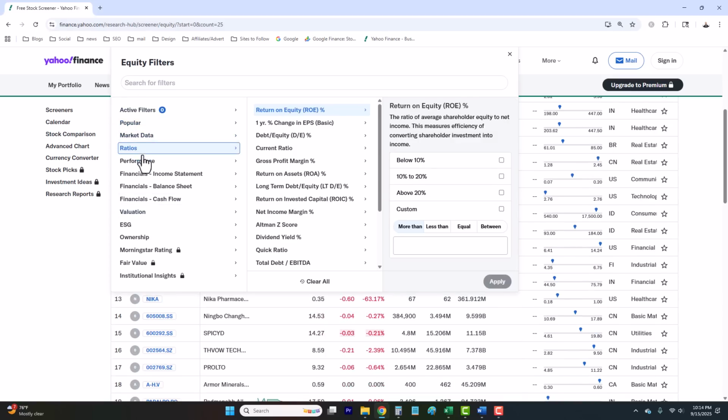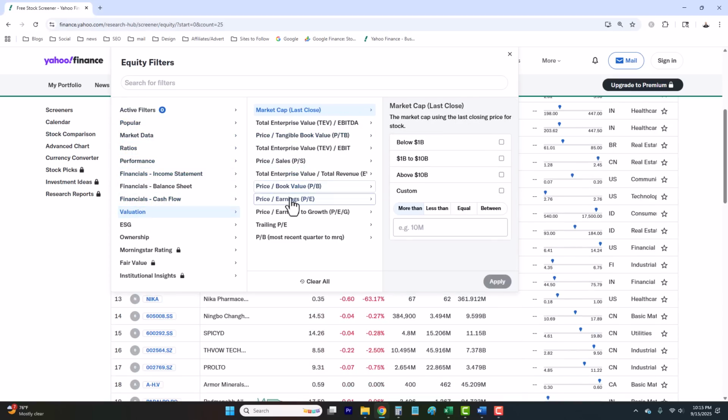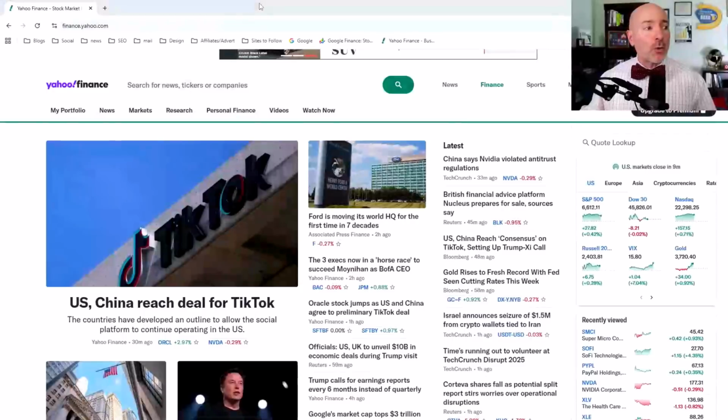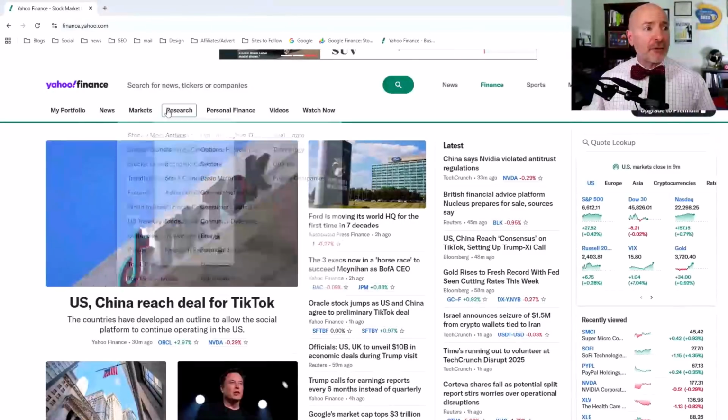I'm going to walk you step by step through using any stock screener to get started investing. I'll use the screener on Yahoo Finance because it's free and available to everyone, but these filters can be found on any stock screener, so by the time we're done today, you're going to be able to use any platform to find your stocks.